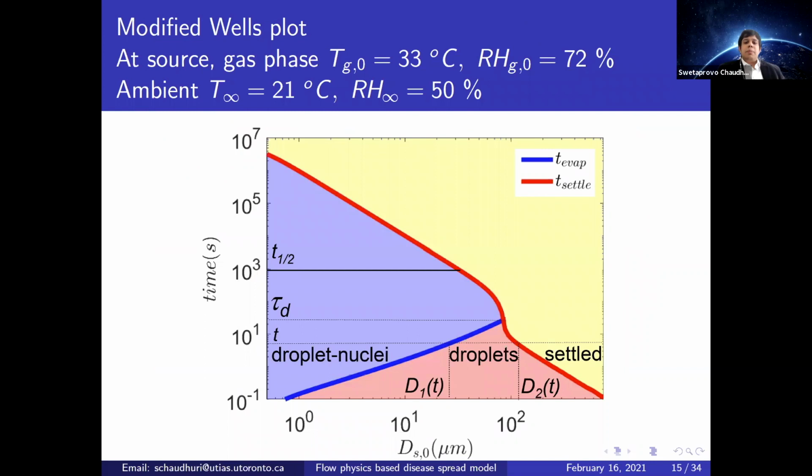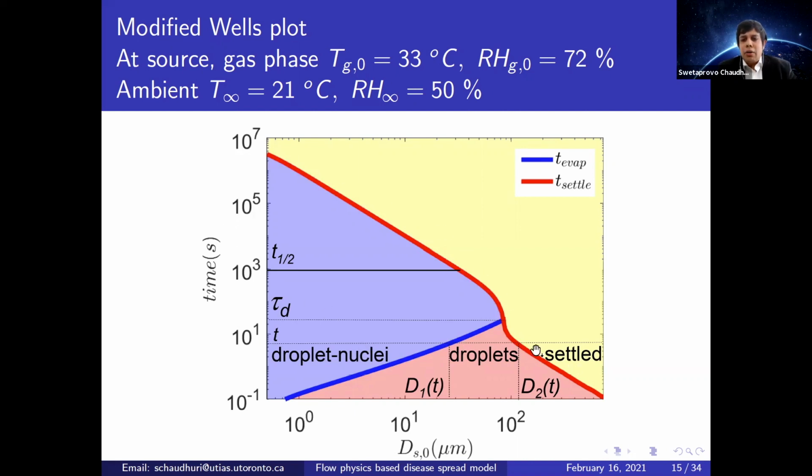Now, this is a very important plot. Once our droplet model is obtained, we can find out the evaporation times as a function of the initial droplet diameter. This is the initial droplet diameter, and this is the evaporation curve. It continuously increases, whereas the settling time, as found from the Stokes settling velocity, which is a function of the instantaneous diameter, continuously reduces.